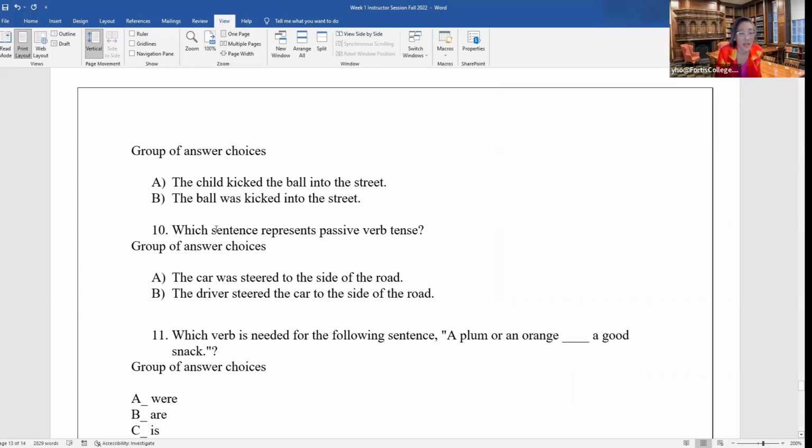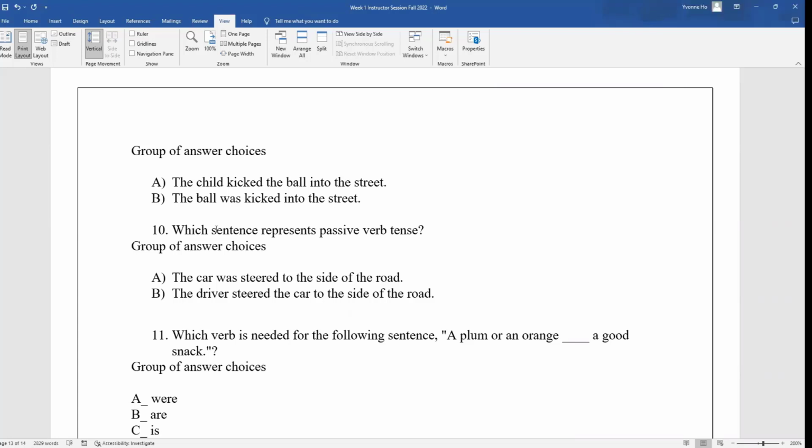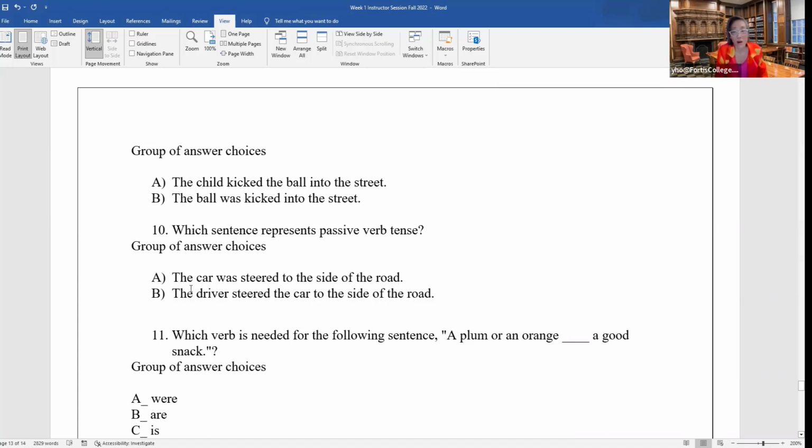Which sentence represents passive verb tense? Robin, is it A or B? Which one is passive verb tense? A. The passive verb tense is the car was steered to the side of the road. Excellent. Yes, because the car is receiving the action of being steered by the driver.